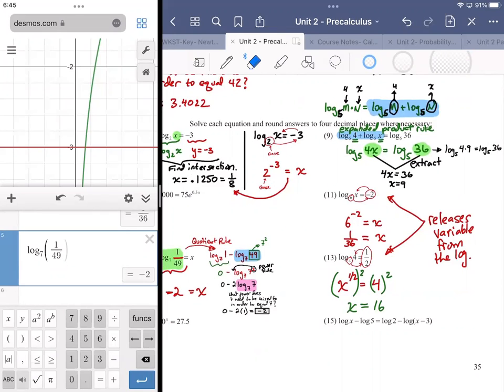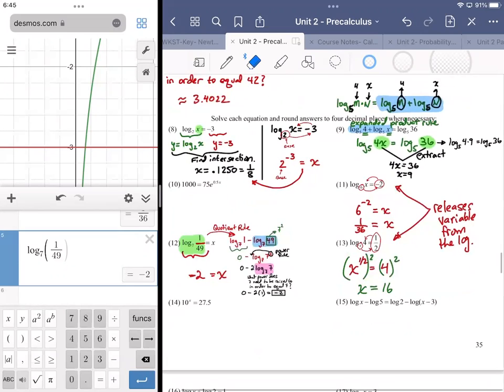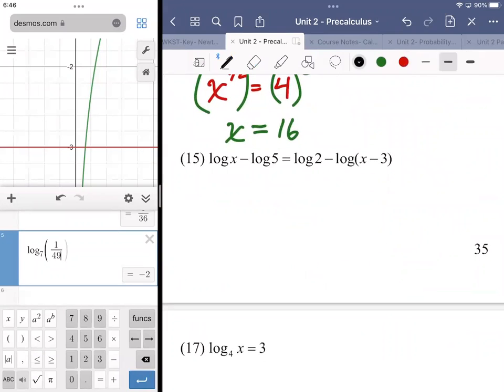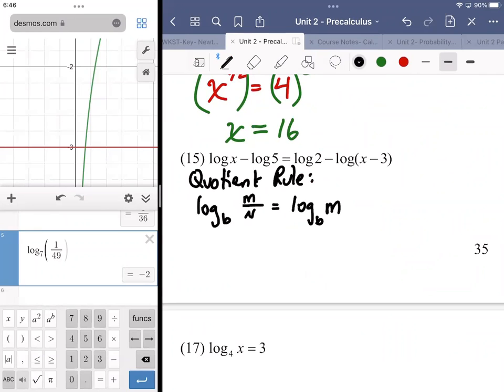All right, so that's using a logarithmic property. So along those lines, we have number 15, and numbers 10 and 14 are similar, so we'll do those together, one after the other. But number 15, you see that we have multiple logs on either side of the equation. So we're going to use a similar idea. This time we're going to use the quotient rule because we have subtraction. So I'll just refresh your memory on the quotient rule. That's log base b of m divided by n is equal to log base b of m minus log base b of n.